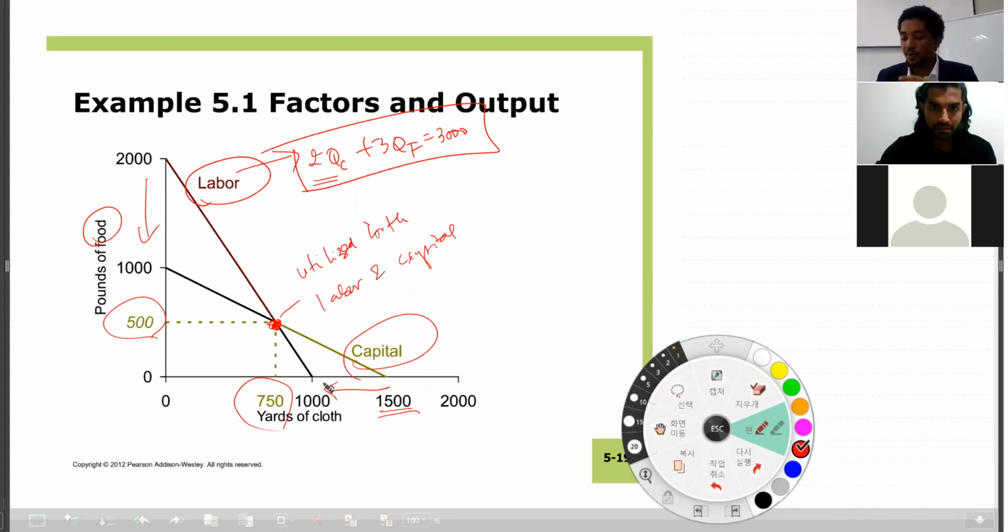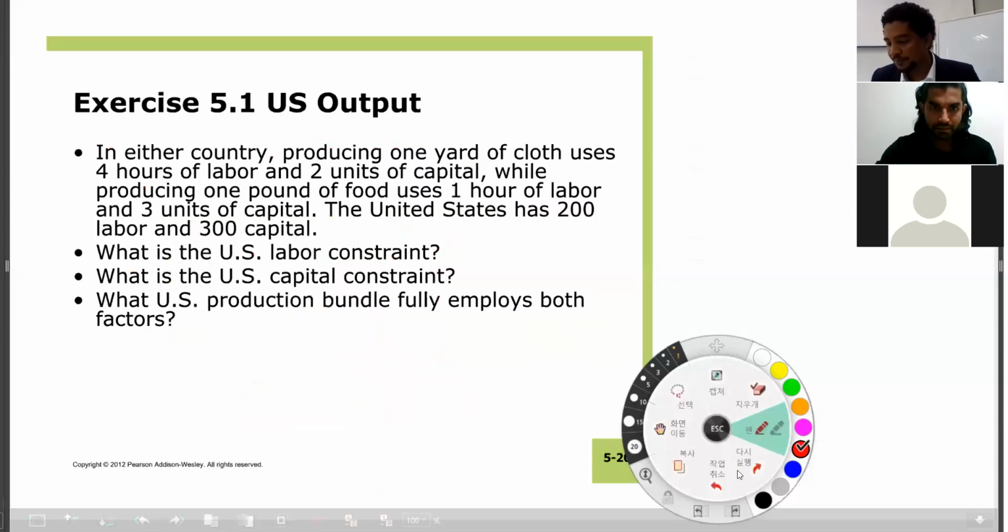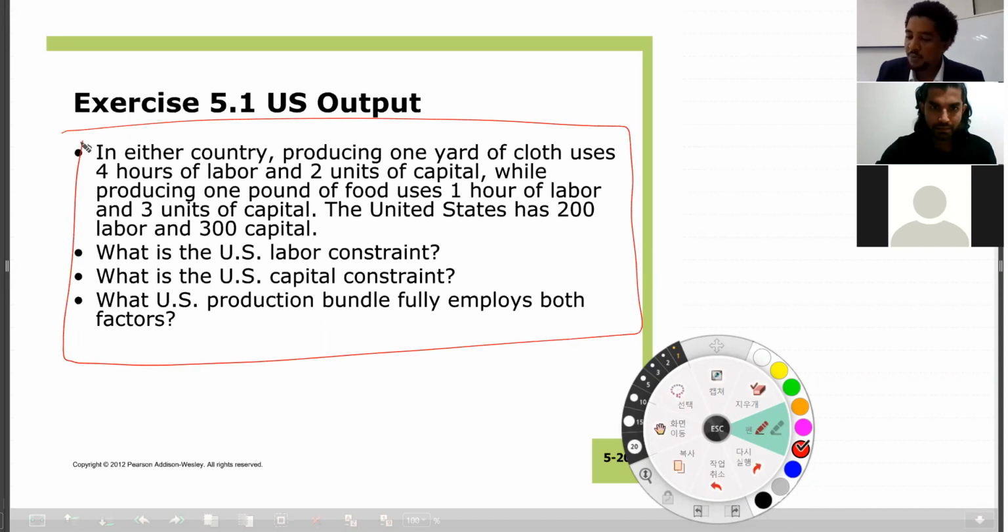When you produce more of clothes, you produce less of food, because we have two means of production, that's labor and capital, and we are trying to use both labor and capital at its optimal level. Okay, so in either country, producing 1 yard of clothes uses 4 hours of labor. So this is another example. Okay, so you can use this example to answer this question. So this will help you.